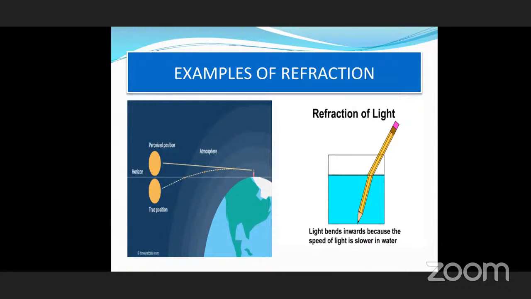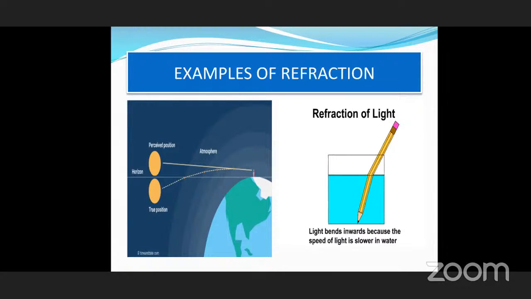Similarly, in the diagram you can see the sun has an oval shape, not a circular one. The oval shape of the sun is also due to refraction. The sun is visible a little before the actual sunrise, about 2 minutes before. Similarly, we can see it a little after sunset. The actual sunset is over, but we can still see the sun after 2 minutes.